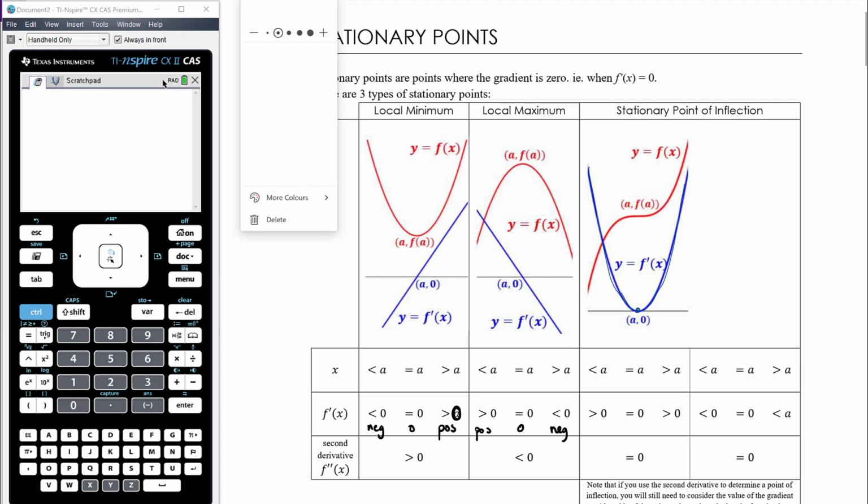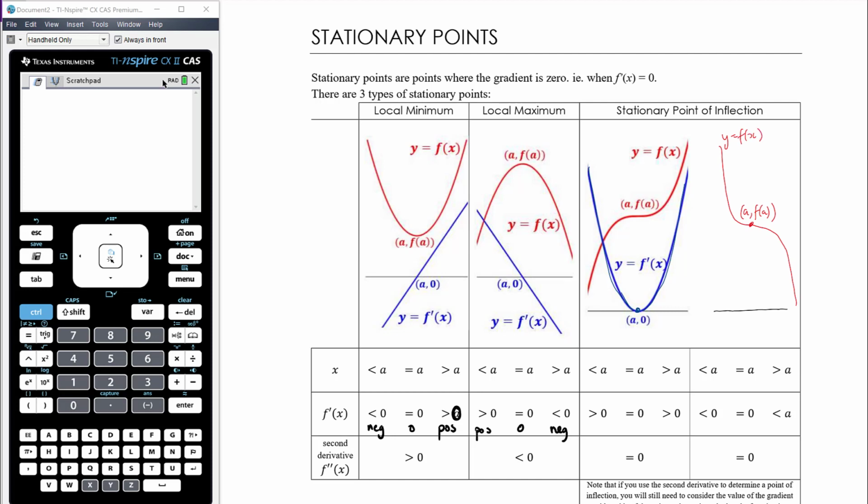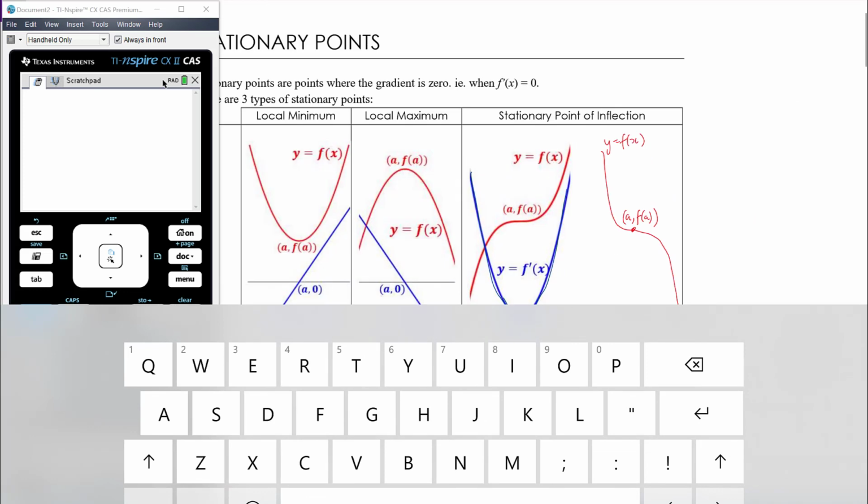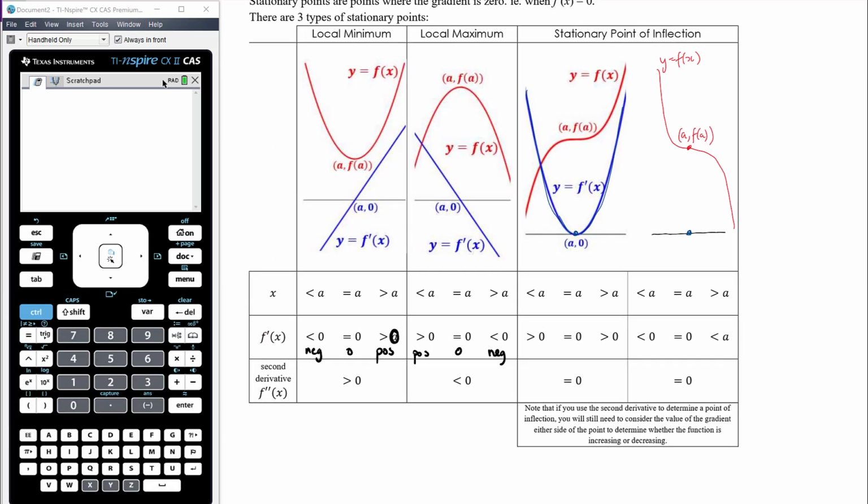Now let's say we had instead, let's say that's our x-axis. Let's draw in, let's say we've got a stationary point of inflection that goes this way. Then again, if the original function is a cubic, let's say that's the point a, f of a, this is y equals f of x. We know when x equals a, the derivative will equal 0. And this time we know that when x is less than a, we have negative gradient. And when x is bigger than a, we still have negative gradient. So our derivative graph would be down here.